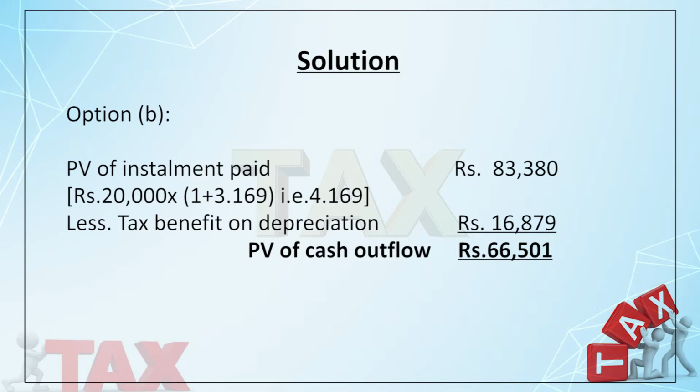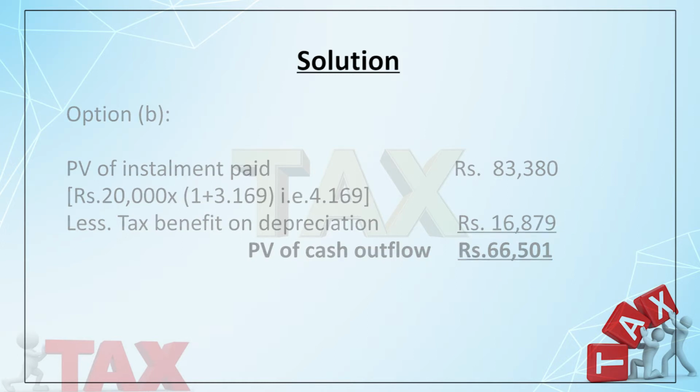And since you are paying by installment, that means you are acquiring the asset, so there will be a tax benefit on depreciation. That is given as 16,879. So we are getting the present value of cash outflow as 66,501.